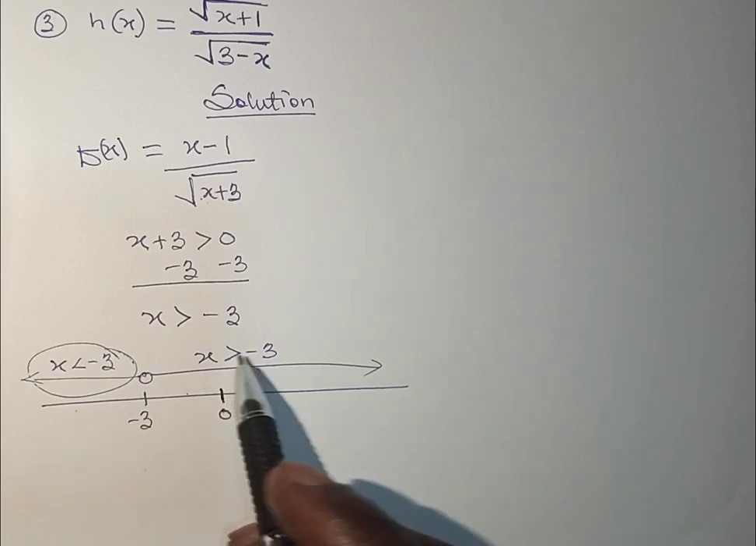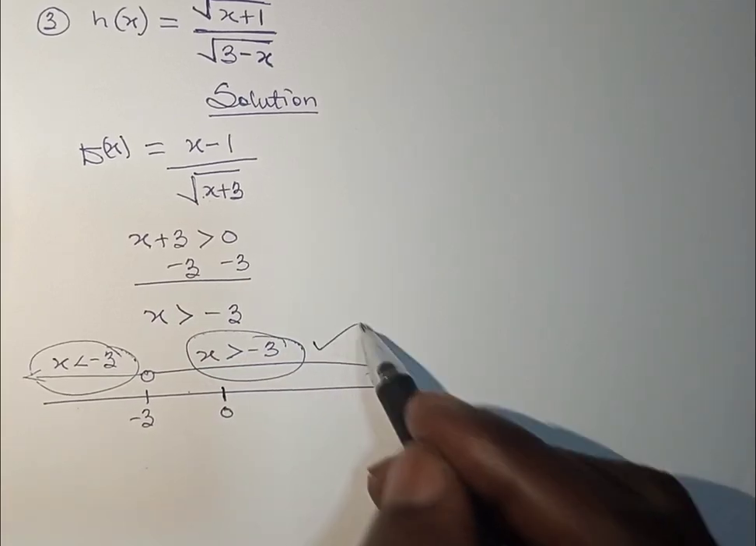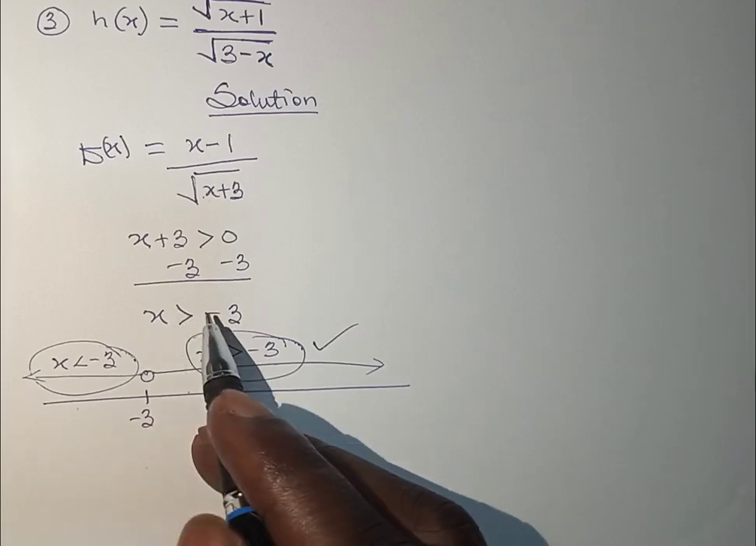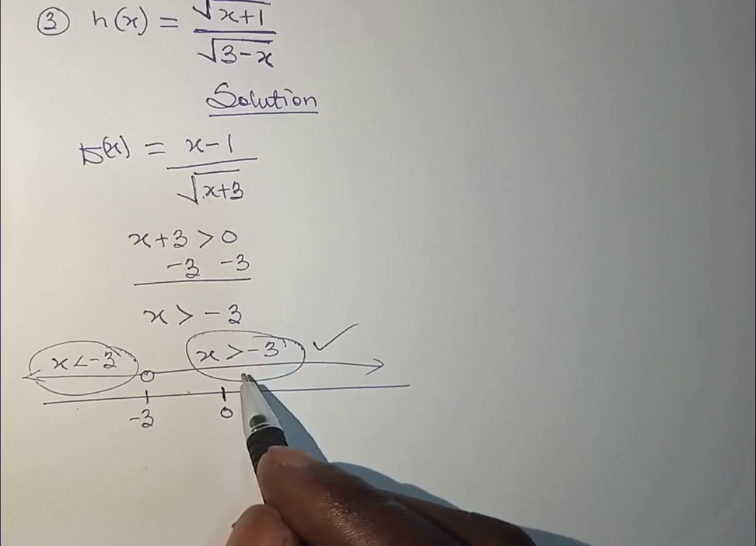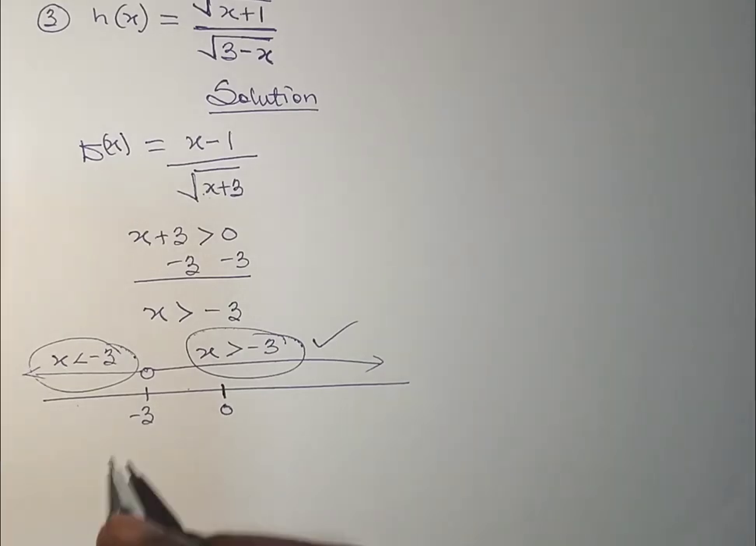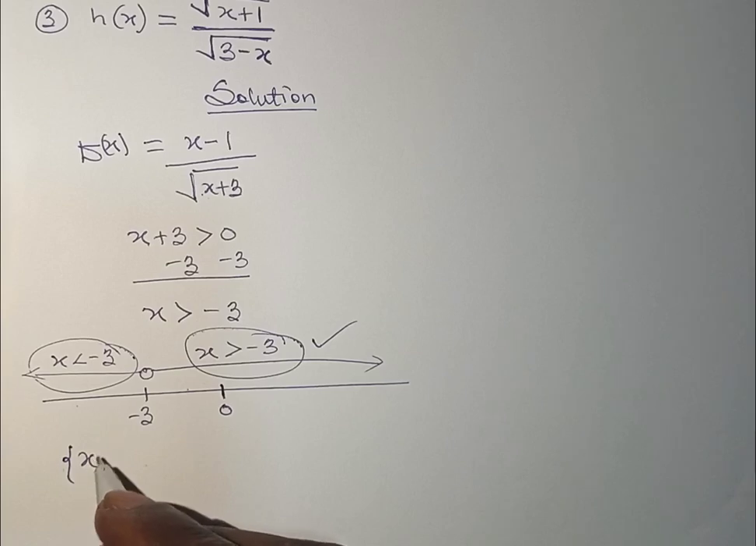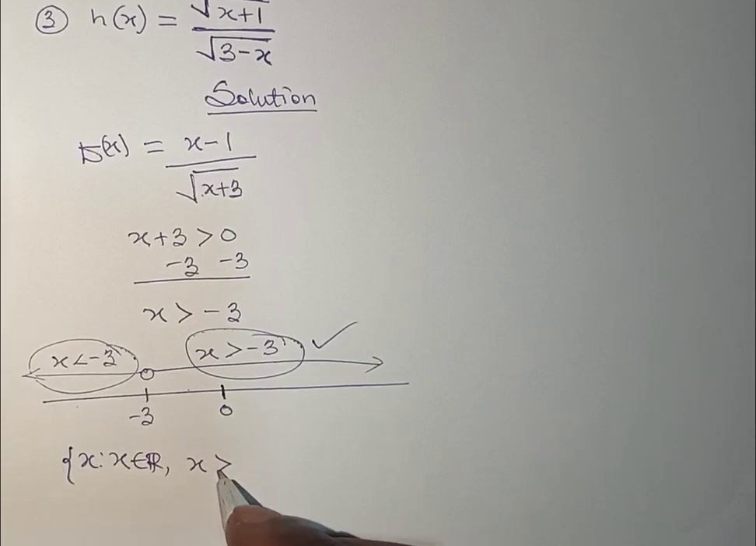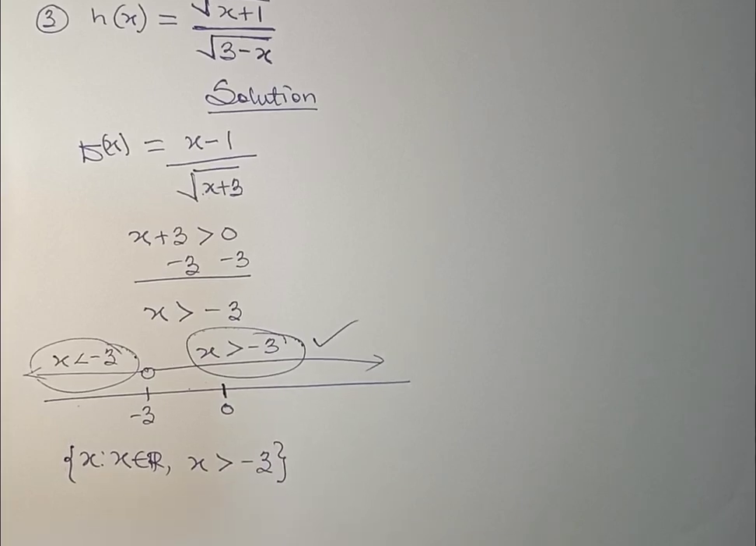So it means that this rather becomes our solution. So our answer is right. Then we can use that inequality and write our domain. If that is the case, what will be my domain? My domain is going to be x such that x is a member of real numbers, x is greater than -3. Good, so this is my domain.